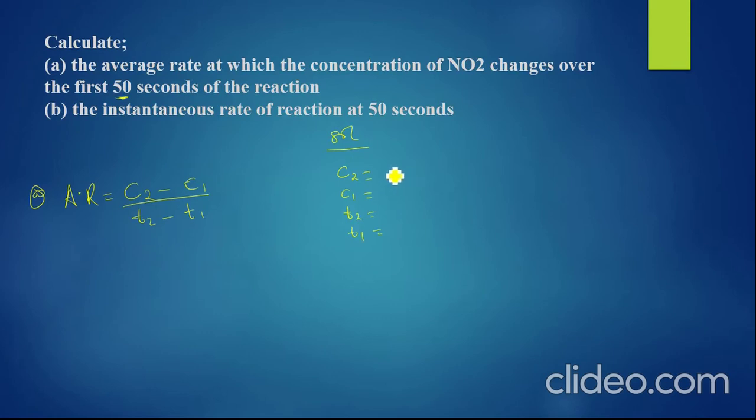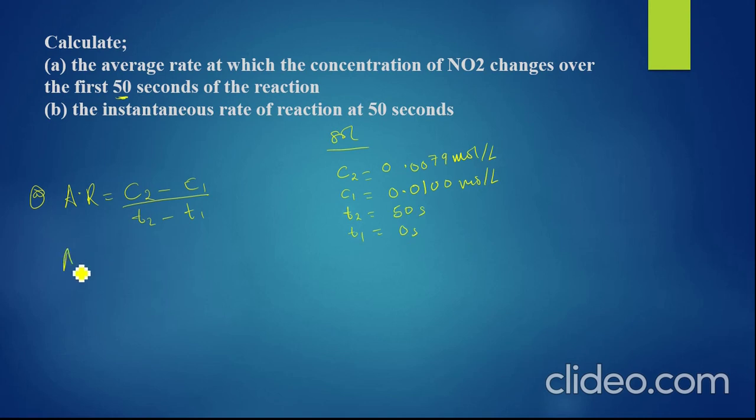So if you can remember, our concentration there at 50 was 0.0079 mole per liter, and then our initial concentration was 0.0100 mole per liter, and then the time is 50 seconds, and then the initial time 0 seconds.